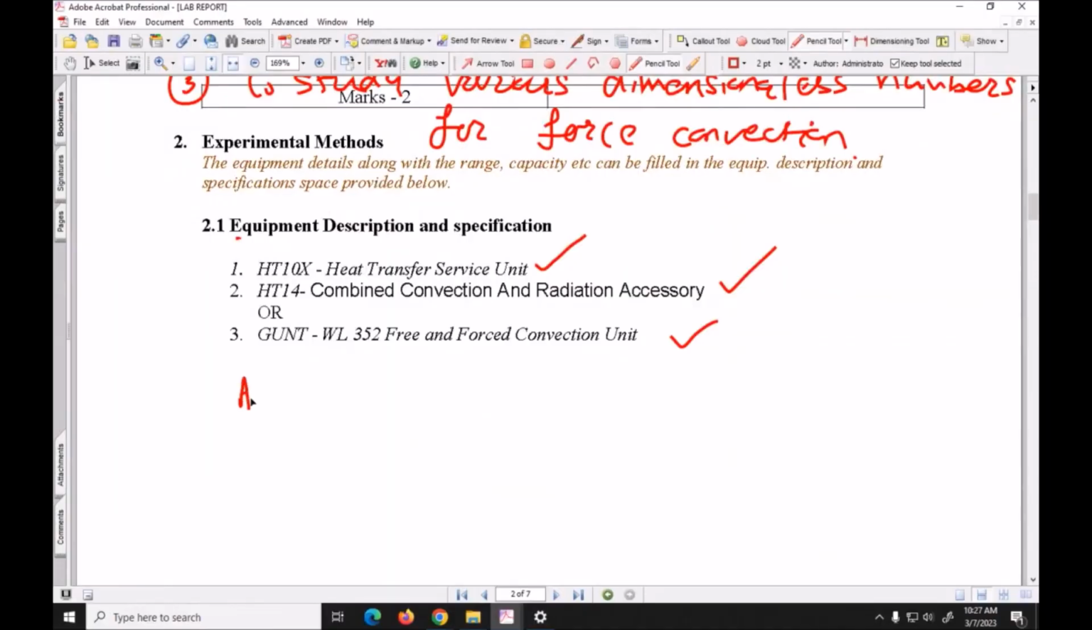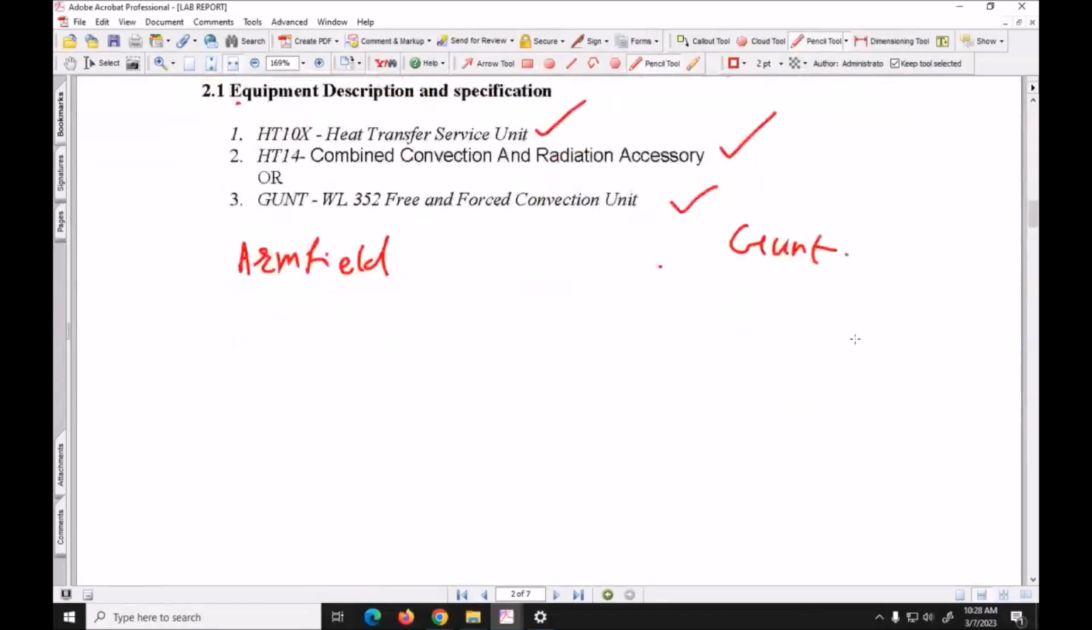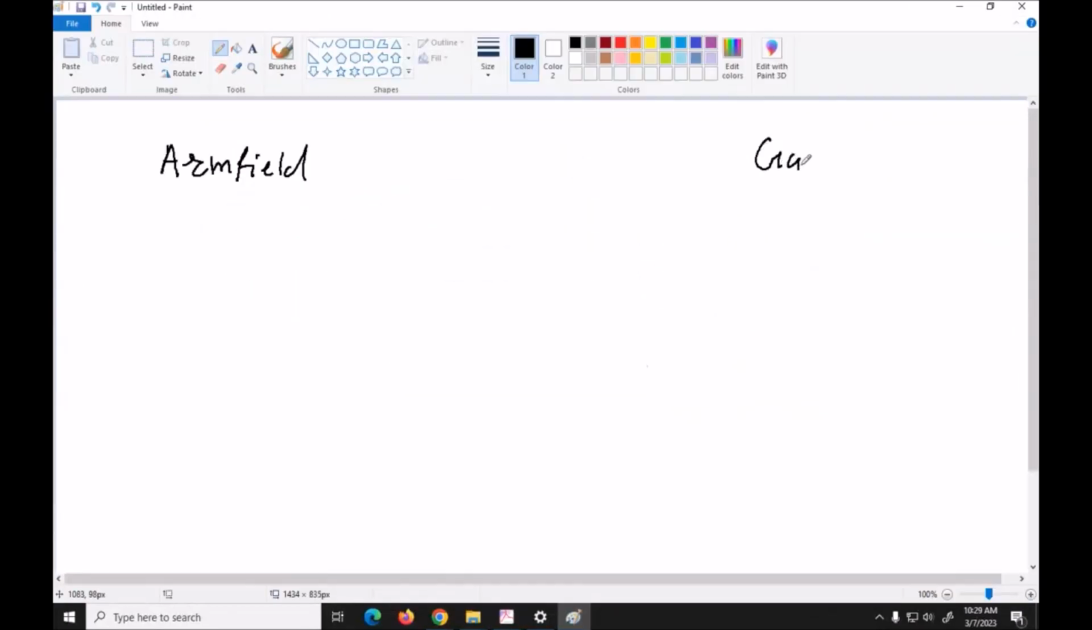We have two groups, Armfield and GUNT. Those who have GUNT and those who have Armfield will write their respective diagrams. The other is a GUNT. The same procedure, same calculation, only the applications are going to change.